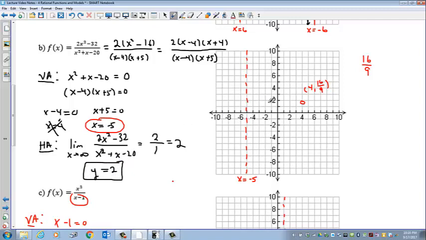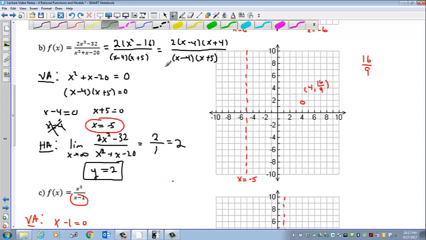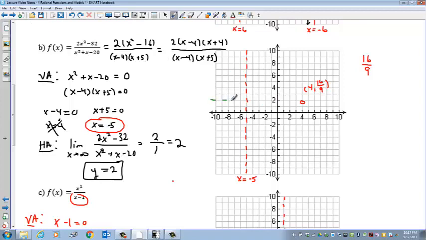And so up here, what I want to do is draw a horizontal line here. If you want, you can draw it all the way across if you like. It doesn't really matter as long as you draw it at the ends. So you have this horizontal line here at y equal 2.